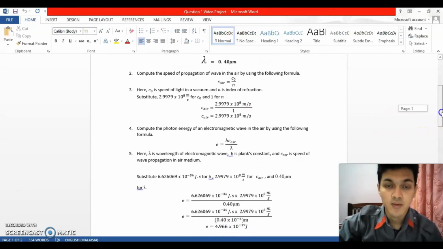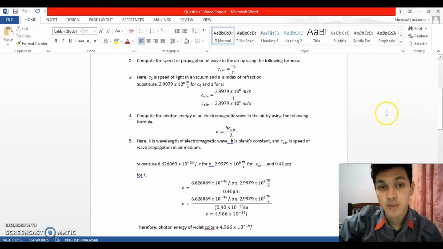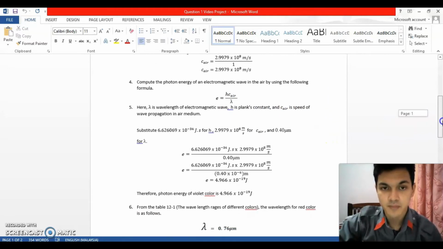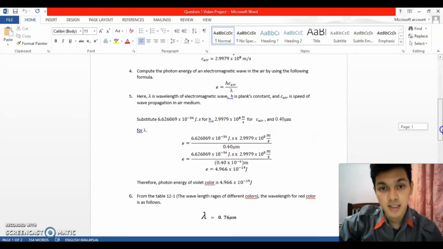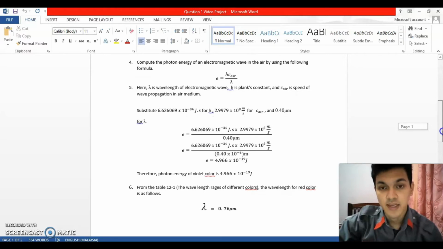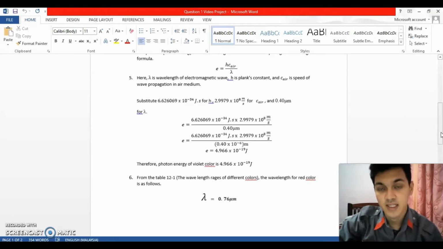We move on to the next step, which is to compute the quantum energy of the electromagnetic wave in the air by using the following formula, E equals h C L over lambda, where lambda is the wavelength of the electromagnetic wave, h is the Planck constant, and C L is the speed of wave propagation in the air medium. We have all the values for h, C L, and lambda, so we substitute them into the formula and we get E equal to 4.966 times 10 to the power of negative 19 joules.